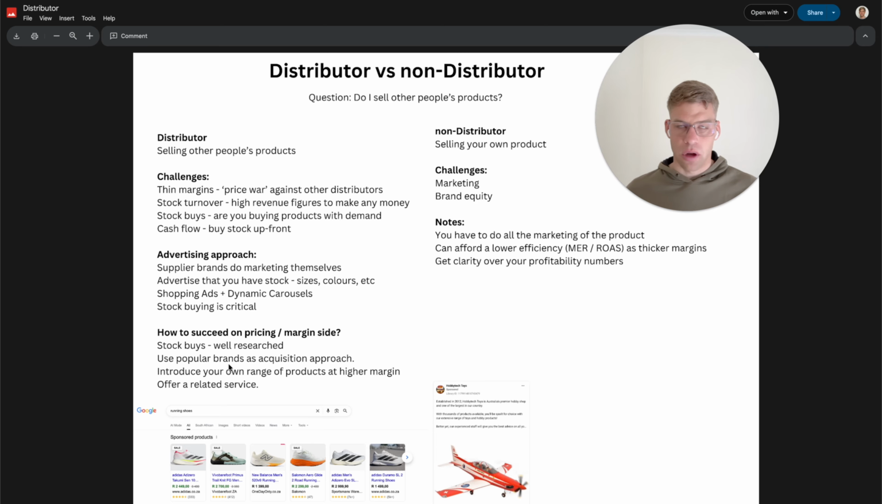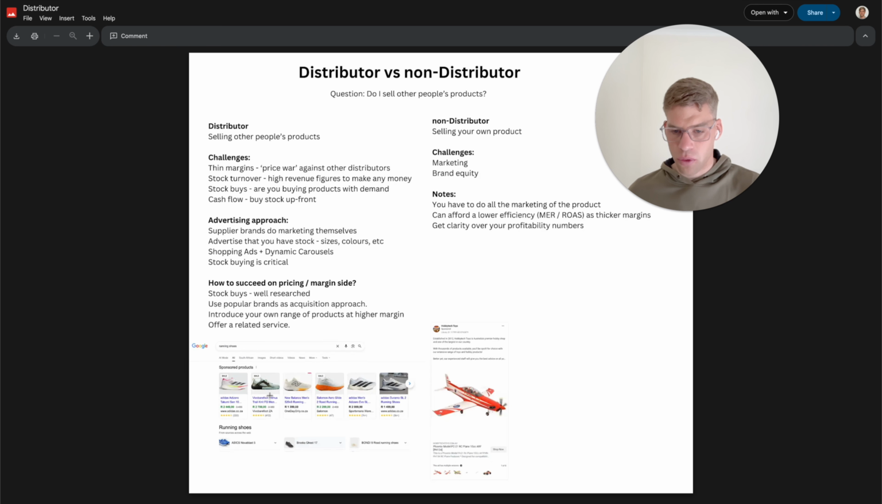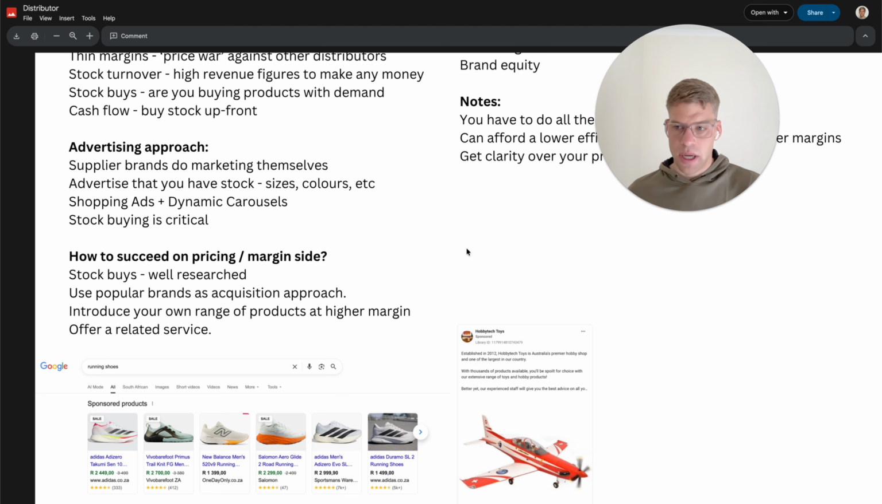Then the second of the ideas to potentially succeed from a pricing and margin perspective as a distributor is to essentially use the popular brands that you stock as an acquisition approach. So a way to get customers into your physical store, onto your website, etc., and then introduce your own range of products at a higher margin alongside the branded products that you stock. So essentially, someone comes into your store or onto your site looking for a specific Adidas running shoe, and then you might want to sell a range of unbranded socks, or socks branded under your personal brand, that may be appealing to that user to buy alongside the branded pair of shoes that they came to your store to buy.